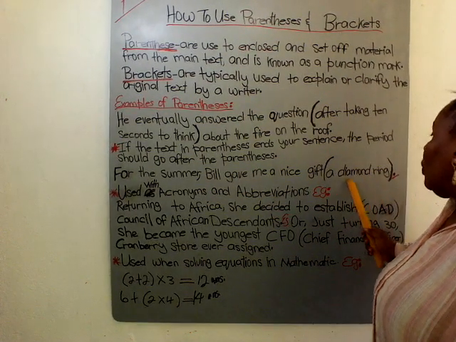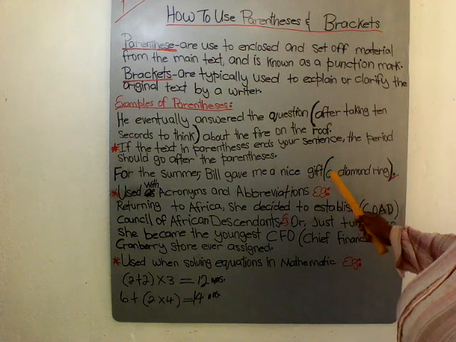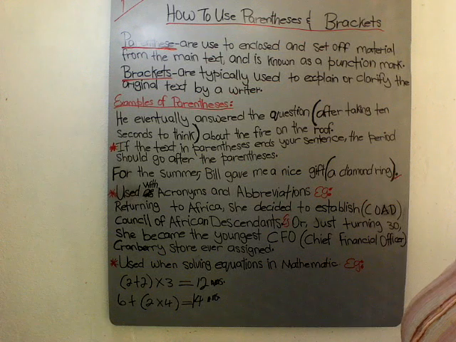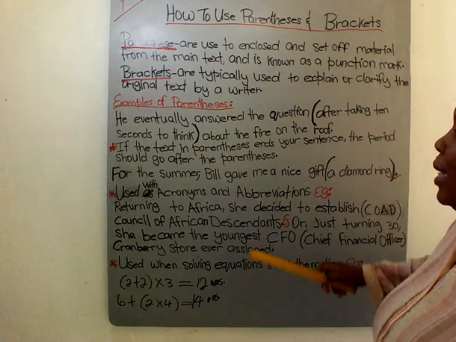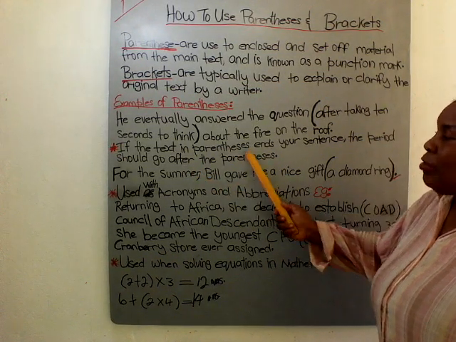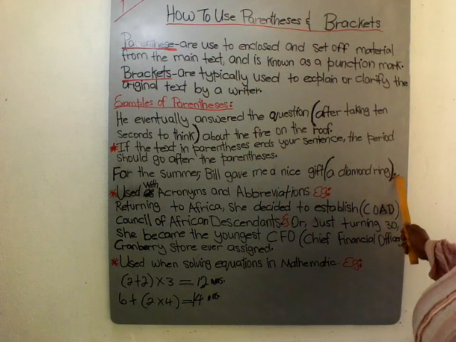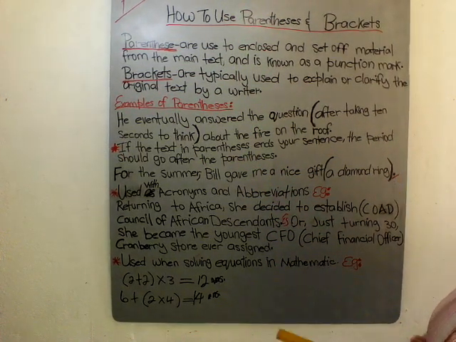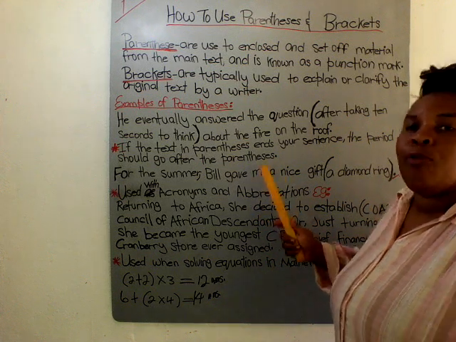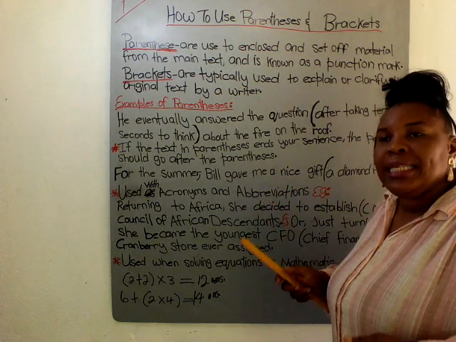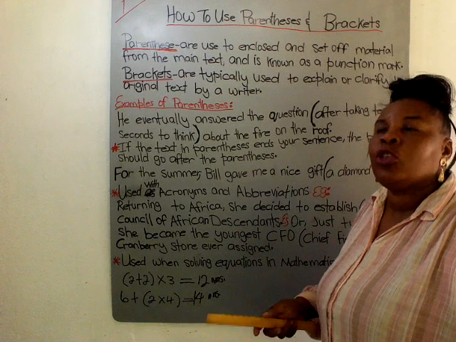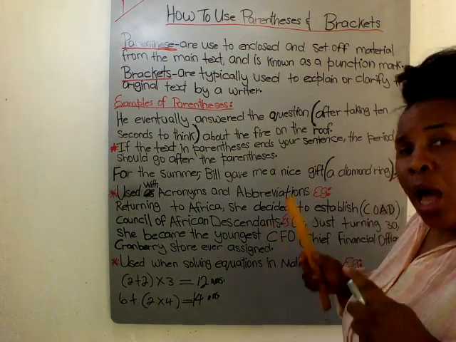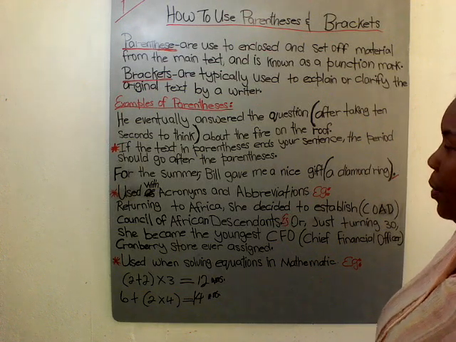Alright? So additional information is given, a nice gift. But as the note says, the period goes after the parentheses. So you put it after the parentheses, which is right here. Alright? So if whatever is written in parentheses is at the end of the sentence, you put the period on the outside of the parentheses.